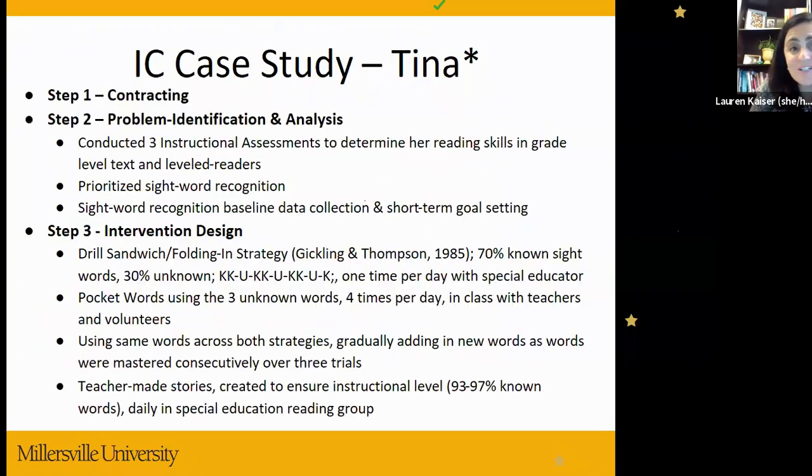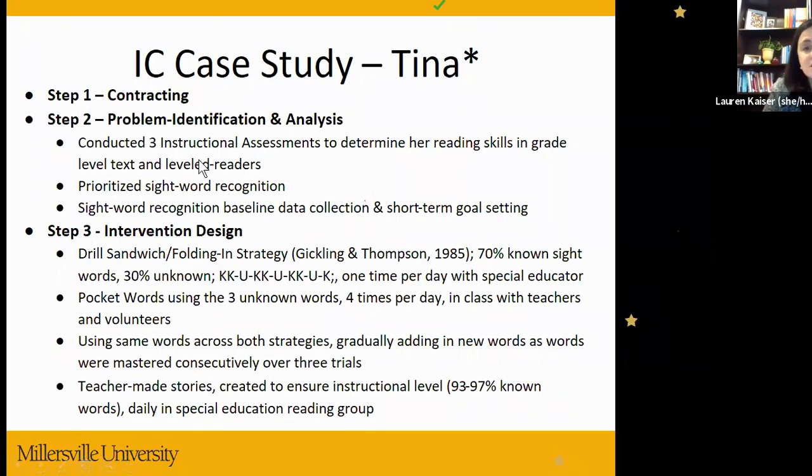So luckily the special educator was all on board. She met with the student in a resource room setting. So she had the student every day for reading. So she said, yeah, let's do it. I'll be your consultee. This sounds exciting. And we did it. We contracted, she was volunteered and agreed.